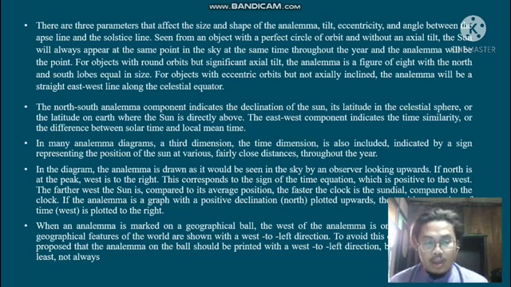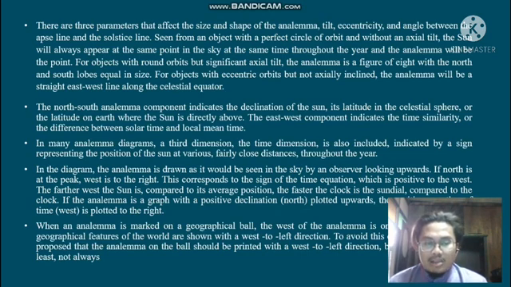The further west the sun is, compared to its average position, the faster the sundial is compared to the clock. If the analemma is a graph with a positive declination, which is north, plotted upward, the positive equation of time, which is west, is plotted to the right.